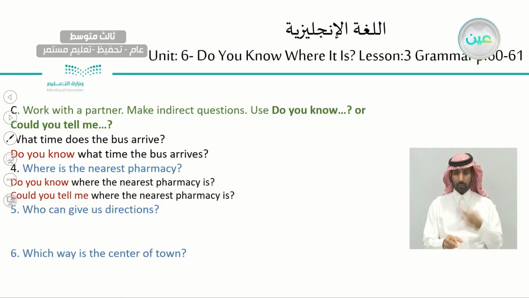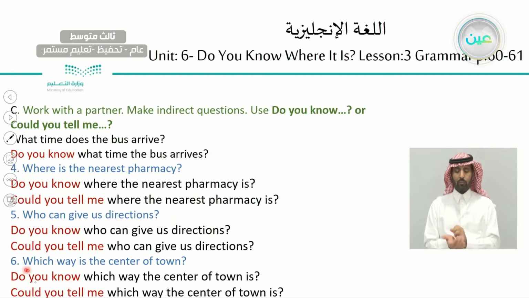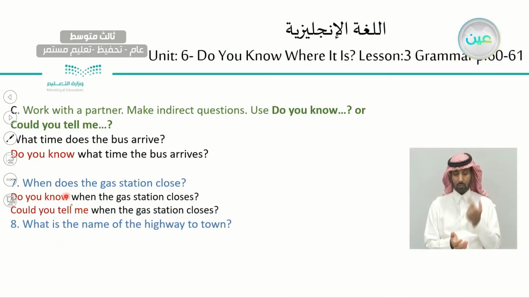For number 4, where is the nearest pharmacy? Do you know where the nearest pharmacy is? Could you tell me where the nearest pharmacy is? 5, do you know who can give us directions? Could you tell me who can give us directions? For number 6, do you know which way the center of town is? Could you tell me which way the center of town is? 7, do you know when the gas station closes? Could you tell me when the gas station closes? We added the S because we have does here.